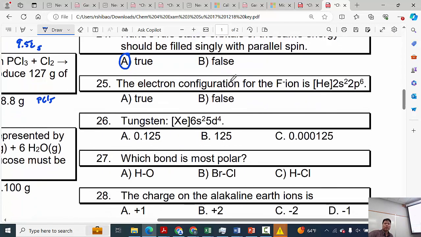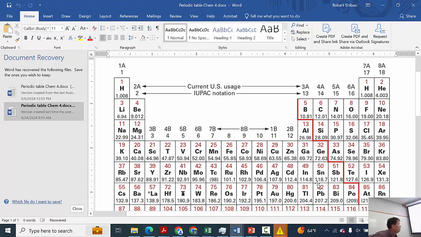25. The electron configuration for the fluoride ion is helium 2s2 2p6. This is true also. Helium fills the first shell, and then the second shell would be 2s2, and then 2p1, 2p2, 2p3, 2p4, 2p5. So fluorine would be 2p5. However, fluoride has an extra electron, and that would be 2p6. Fill up the second shell. So the first and the second shell are filled.